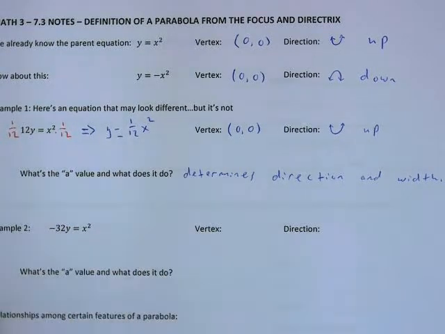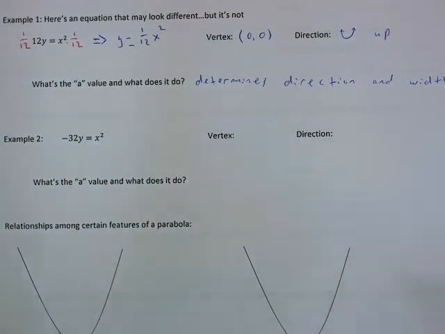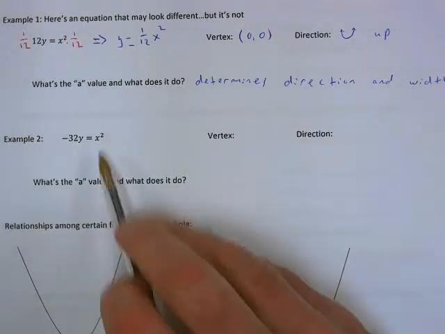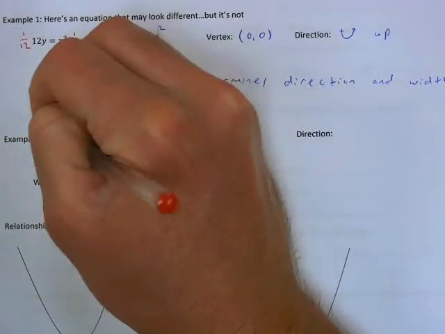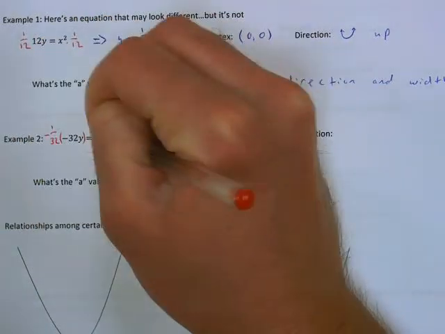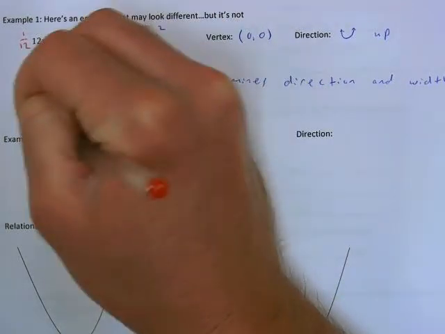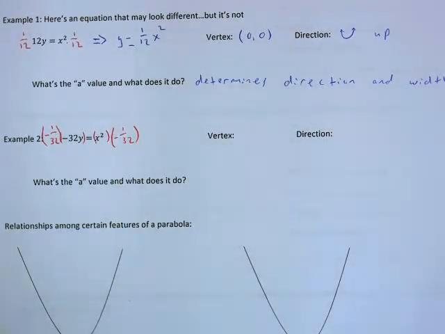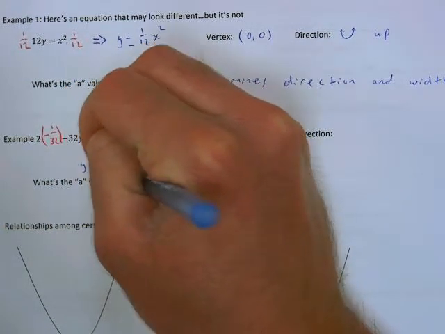All right, let's look at another example. So example number 2, we've got negative 32y equals x squared. Okay, so again, we want this thing to be in y equals form. So I want to get rid of that negative 32. Well, I don't want to divide by negative 32 because I don't want a fraction here. I don't want x squared over a number. So instead, let's multiply that by the reciprocal of this thing. And we'll multiply both sides by negative 1 over 32. Squeezing it all in there. And then that's going to give us our equation of y equals negative 1 over 32 times x squared.